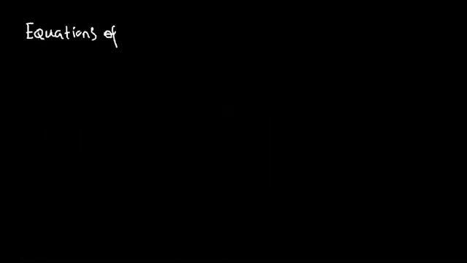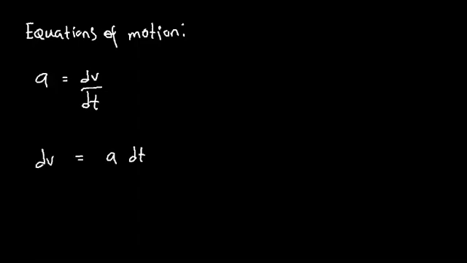Now let's derive the equations of motion, which we can use to solve problems involving motion in a straight line. These equations we're about to derive only apply to motion with constant acceleration. Recall our definition of acceleration, where we mentioned that it is rate of change of velocity with respect to time. Mathematically, we can write that as a equals dv over dt. Rearranging this, we get dv equals a dt.